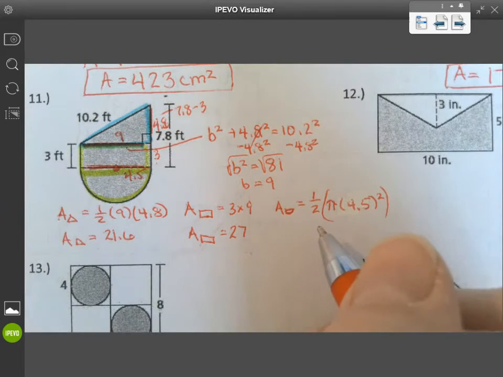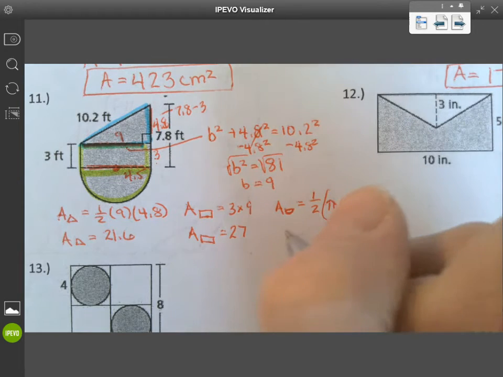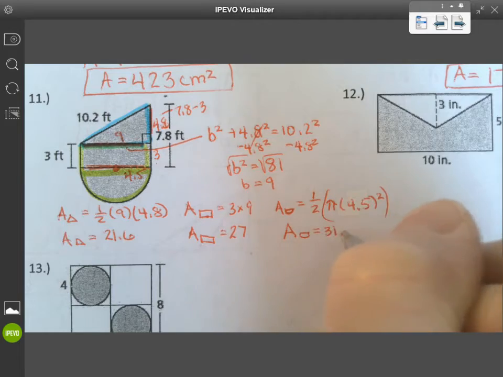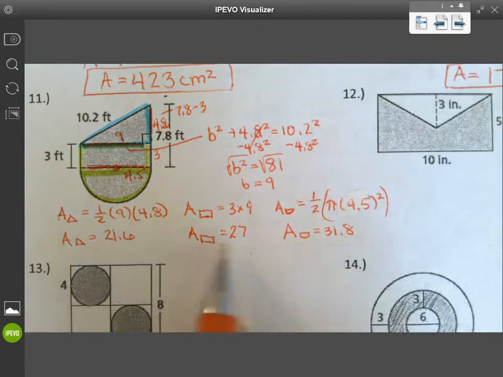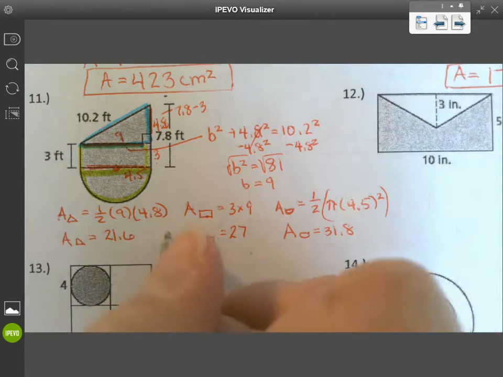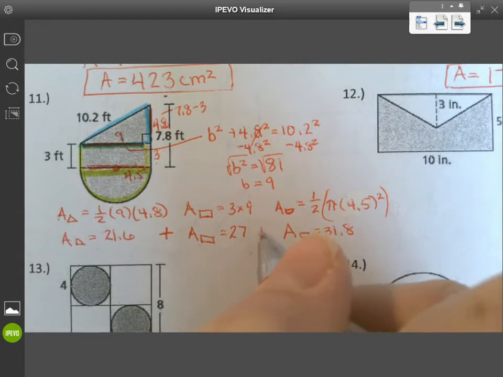We should get the area of this. I have it as, what do I have? 31.8. Do you agree with that? Now, I think that's already been rounded to the nearest tenth, but 31.8. So what do I have to do with all of my areas? I'm going to put a big plus sign here. I'm now going to add them up.